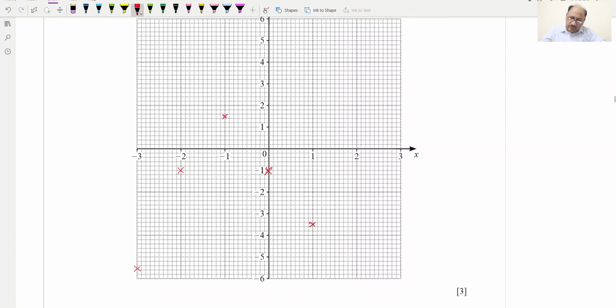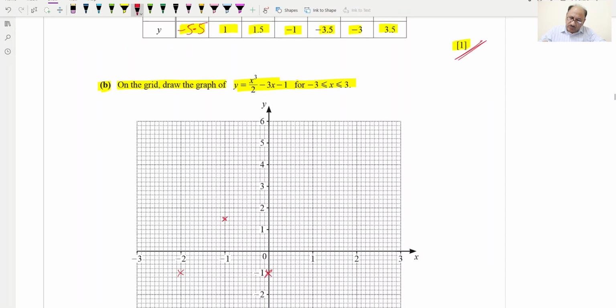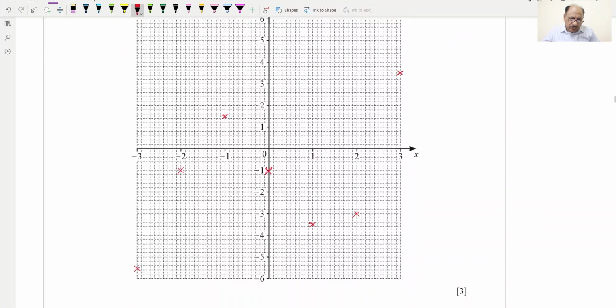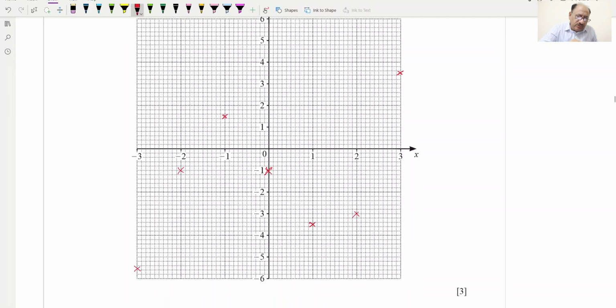So 2 and minus 3 is this one, and 3 and 3.5. So 3 and 3.5 will be this mark. Hopefully you are understanding. Now the task is to draw the graph. So we have to draw a smooth graph. You can twist the page, whatever. I'm using a screen, so it's a little slippery, so we'll have to be careful.